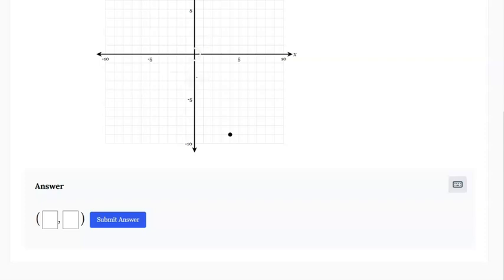So from the origin, to get to this point, you count how many boxes you jump. So it looks like it's 1, 2, 3, 4 boxes from the origin. So you type a 4 here. Then we have to count how many boxes we go down.